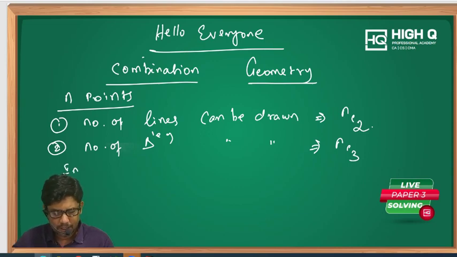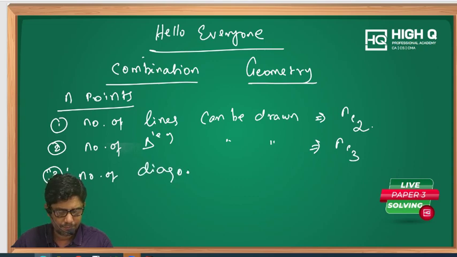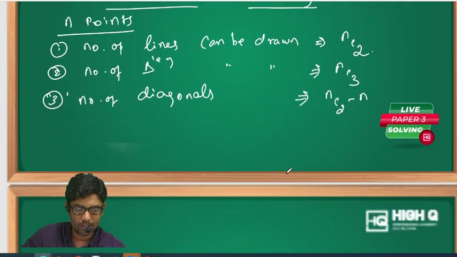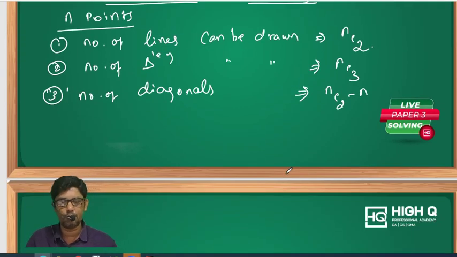I want you to remember these points, my dear. The number of diagonals is nothing but nC2 minus n. The number of diagonals is nC2 minus n.